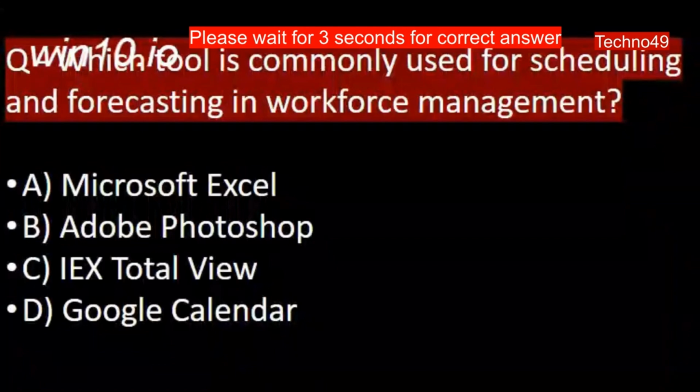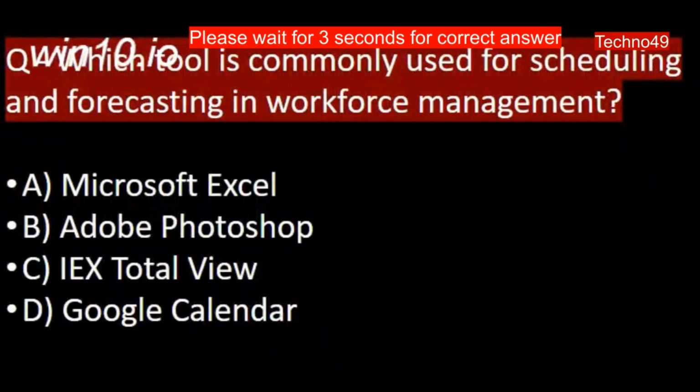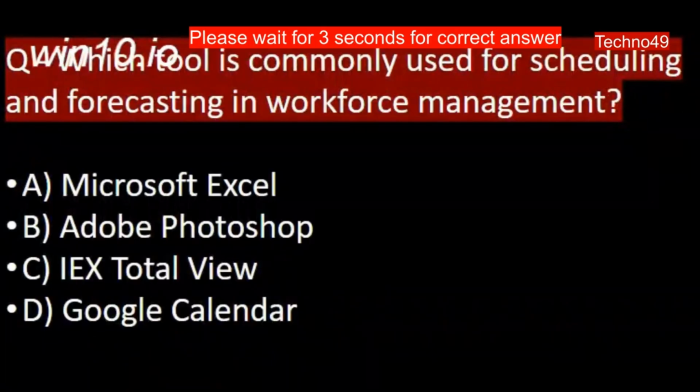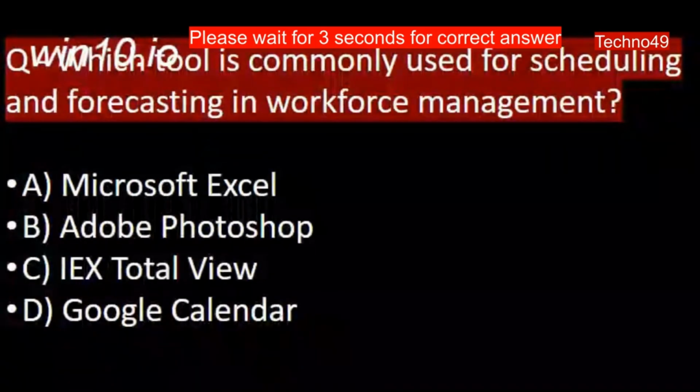I have already made videos on IEX, so if you want to know more about it, please go through all the videos. I have put the questions also, what kind of questions are coming in terms of IEX. Apart from IEX, we have other software also that is used in companies, like Verint, then Blue Pumpkin, then Calibrio.